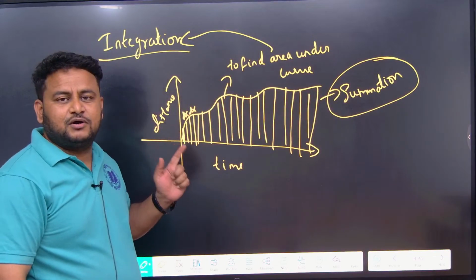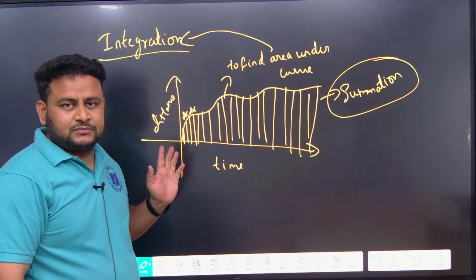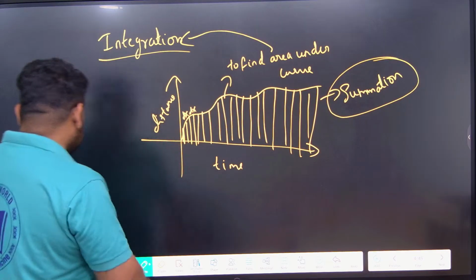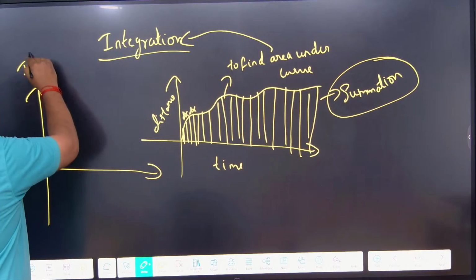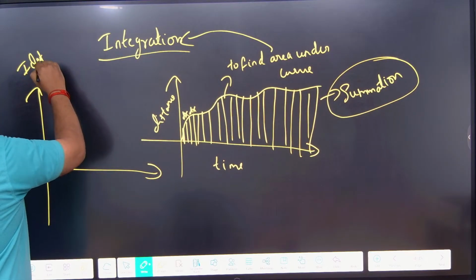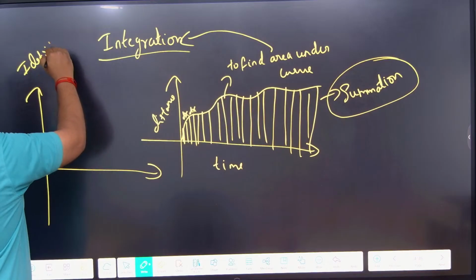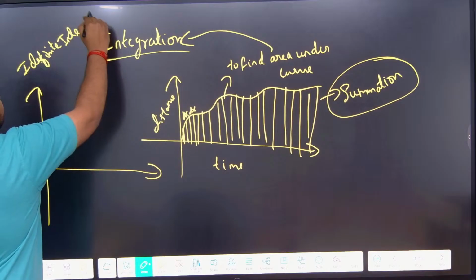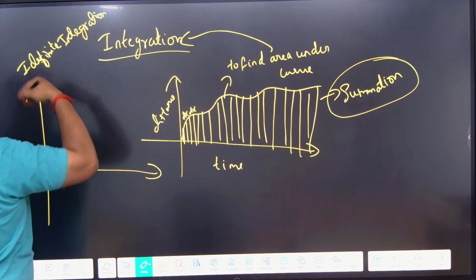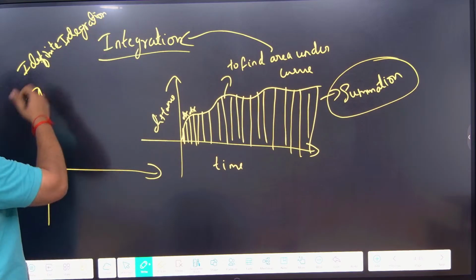Now I am talking about indefinite integration. Indefinite integration means what? Let me illustrate again. In integration we have two types, one is definite, another one is indefinite. First we have to know what is indefinite to understand what is definite. The word itself says indefinite.